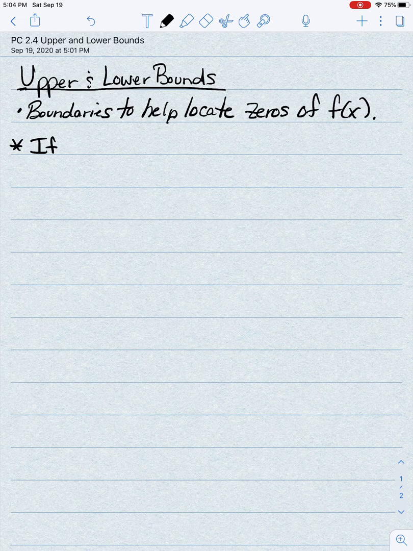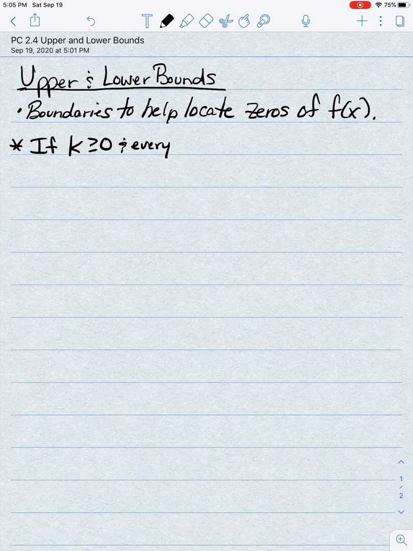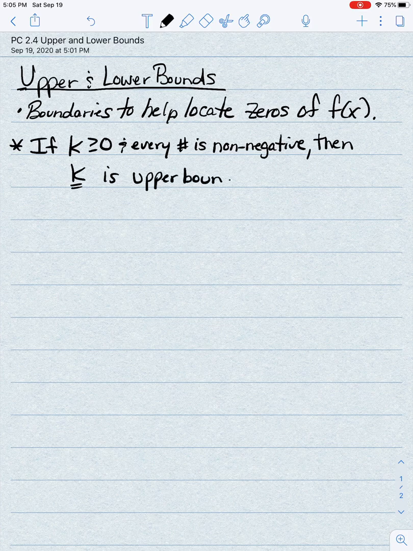If k is greater than or equal to 0, so positive, and every number is non-negative, then our value k is an upper bound. So that means there will be no zeros bigger than whatever that k is.